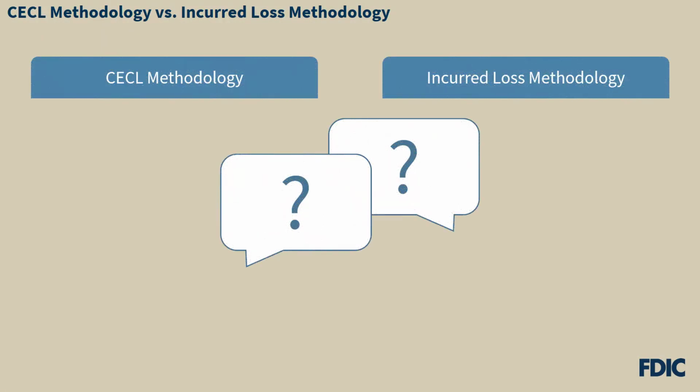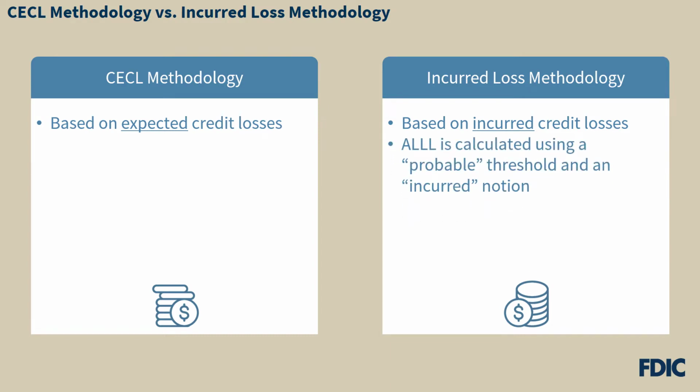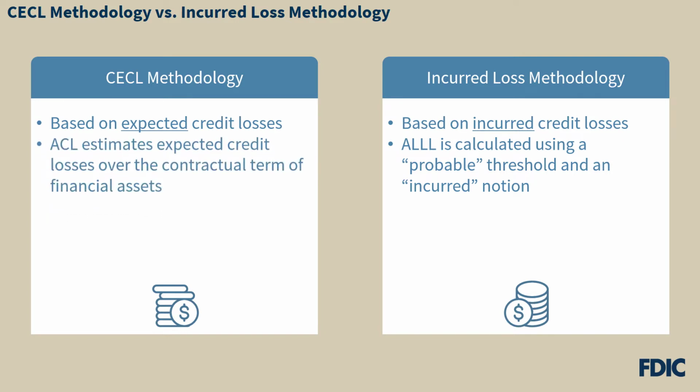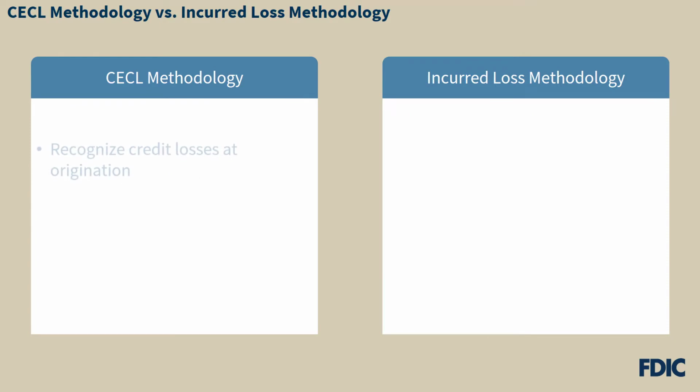So what makes CECL different from the incurred loss method, which is the previous method used to estimate the allowance? As we mentioned, CECL is based on expected losses rather than incurred losses, which was the basis for the ALLL. Under the incurred loss methodology, the ALLL was calculated using a probable threshold and an incurred notion. In contrast, the ACL, calculated under CECL, is an estimate of the expected credit losses over the life of the financial asset. Furthermore, under CECL, there is consideration of not only past events and current conditions, but also reasonable and supportable forecasts. The timing of when a credit loss is recognized is also different under CECL.